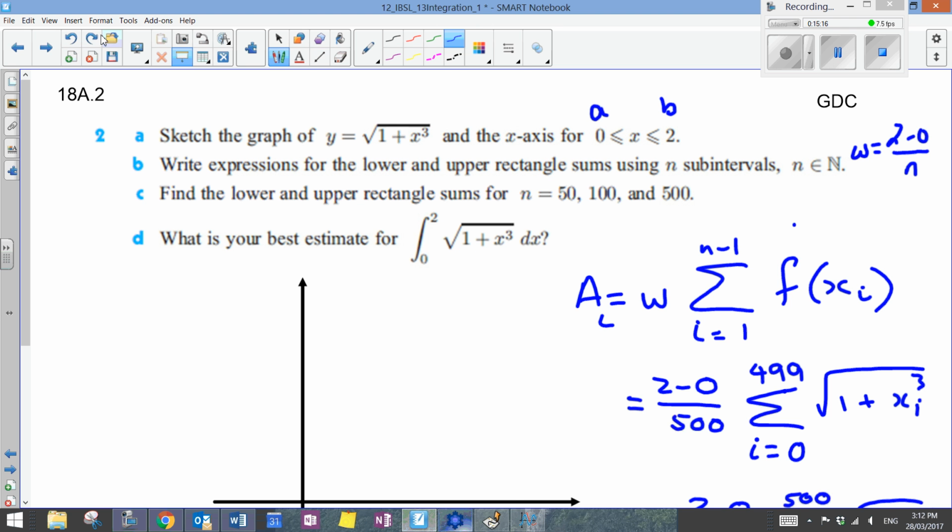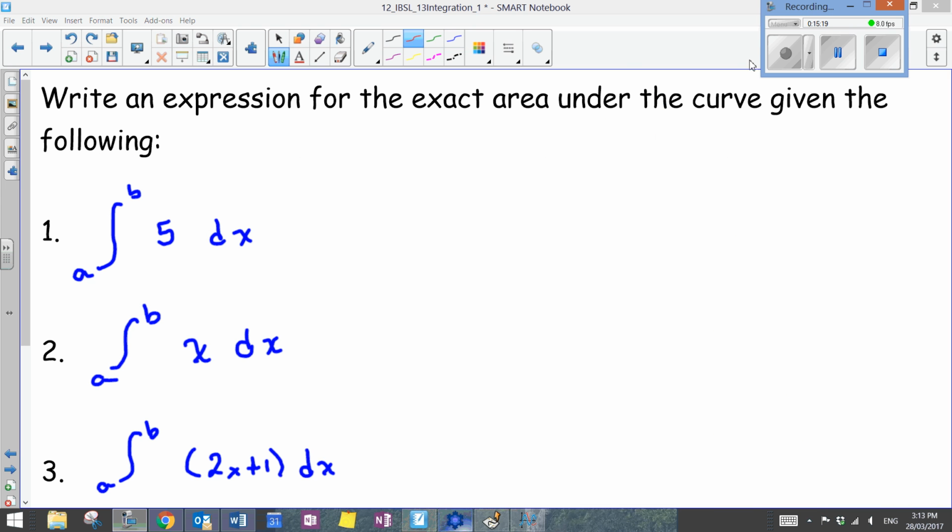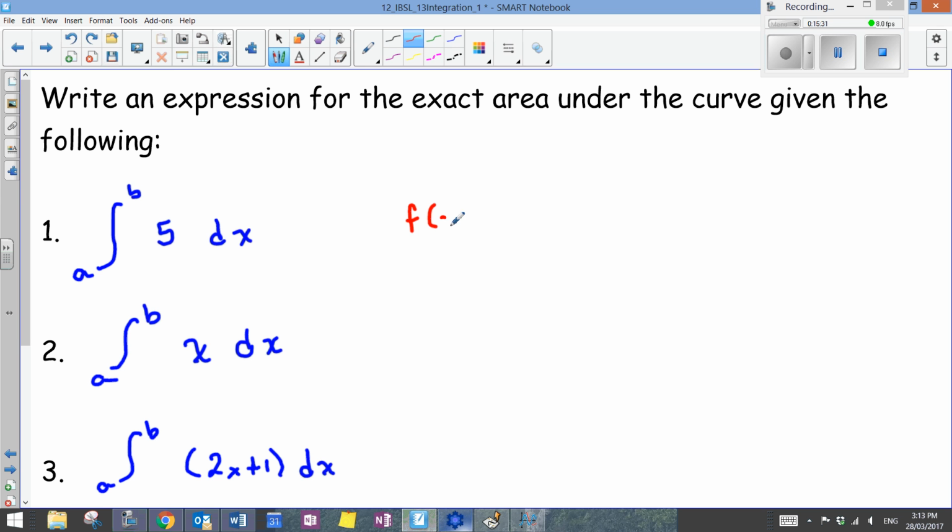To leave you guys with a little bit of work tonight, to start our discussion next class, there are 3 separate functions here. So y equals f, y equals x, and y equals 2x plus 1. Okay, or this function is equal to 5, this function is equal to x, and this function is equal to 2x plus 1.